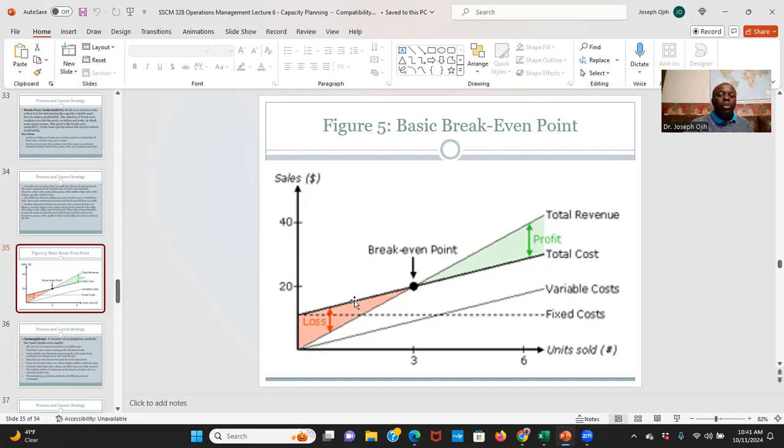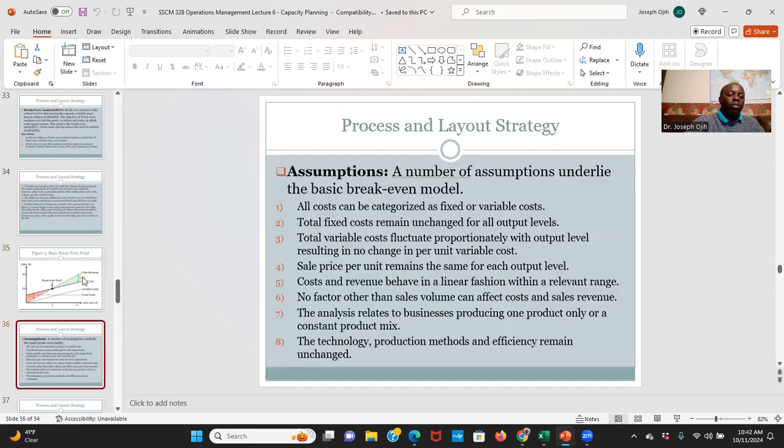So in break-even analysis, we try to figure out what output level we can achieve before we reach the break-even point and then go above it. Or what sales volume can we attain before we reach the break-even point and cross it? To calculate the break-even point, we make some assumptions. As you can see from the screen, some of the key assumptions are as follows.